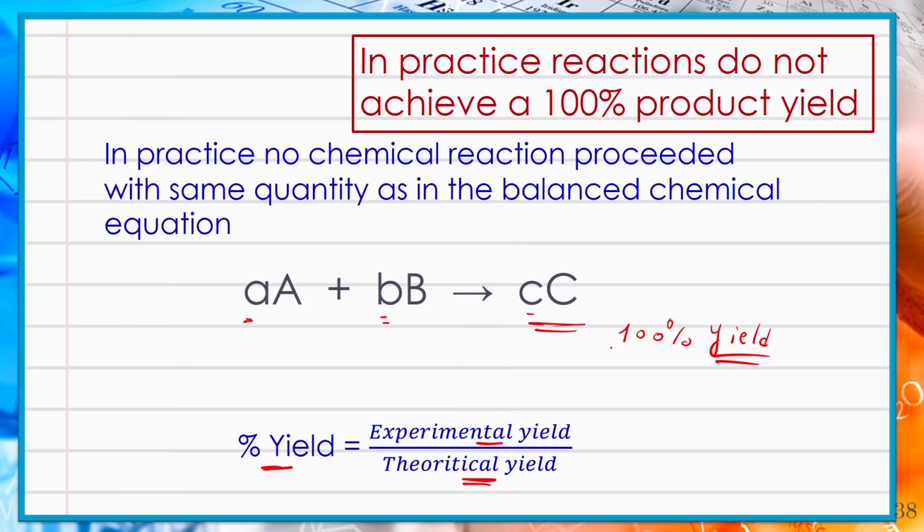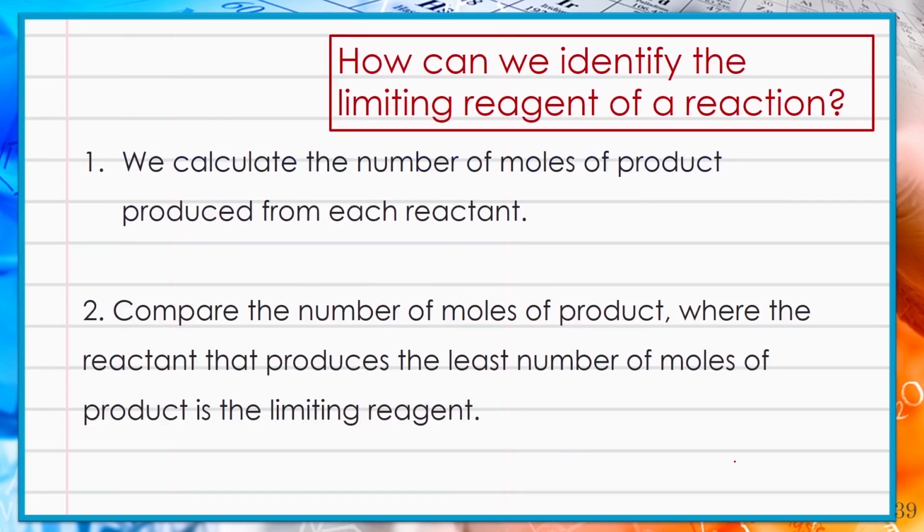usually less than 100%. But how can we identify the limiting reagent of a reaction if we are given the amount of reactants in grams? When we are given the amount of reactants in grams, we need to determine the limiting reagent based on the quantities of these reactants, not based on what we can identify from the balanced equation. First, we calculate the possible product in moles for each reactant. Then, we compare them, and the one that produces less product is the limiting reagent.